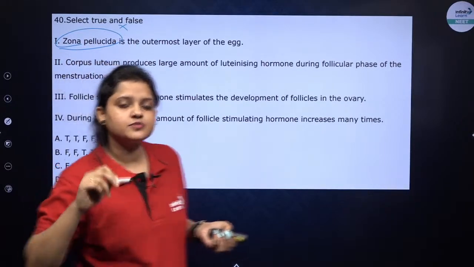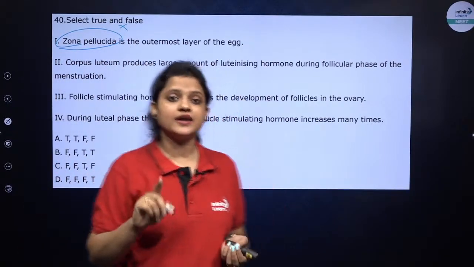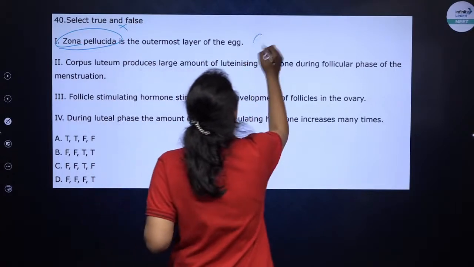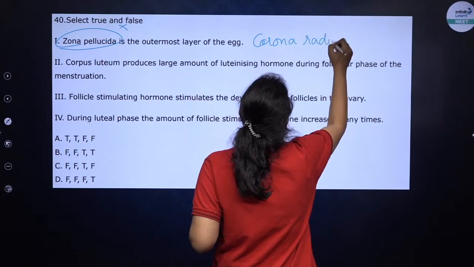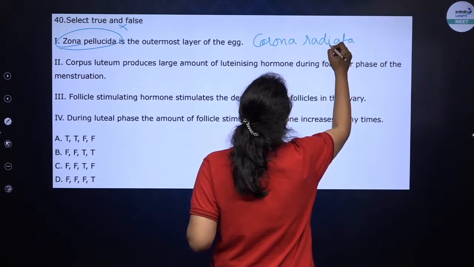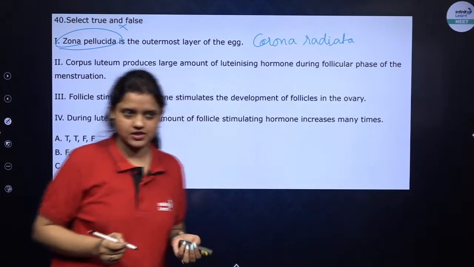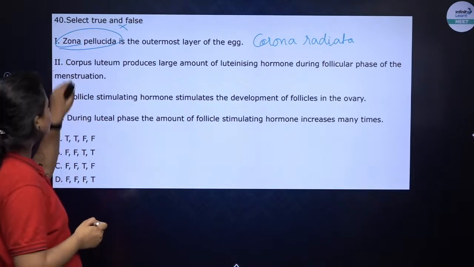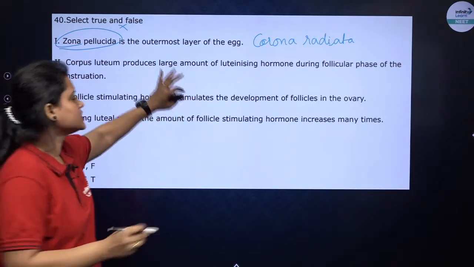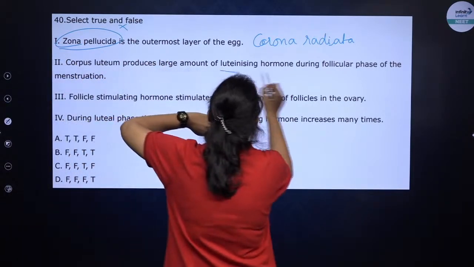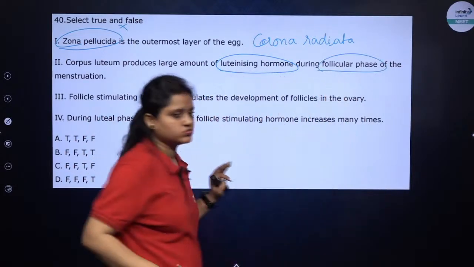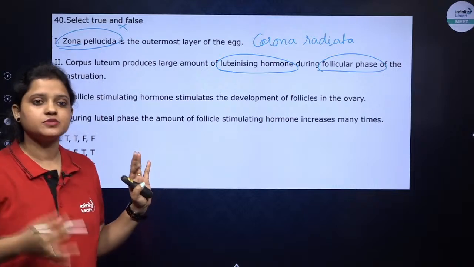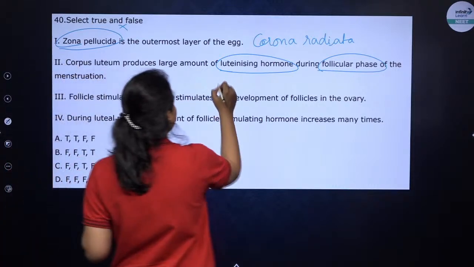So which is the outermost layer of your egg? Corona radiata. Write it down. Corona radiata, which is actually follicular elongated cells. Next, corpus luteum produces large amount of LH during follicular phase. No, corpus luteum produces large amount of progesterone.